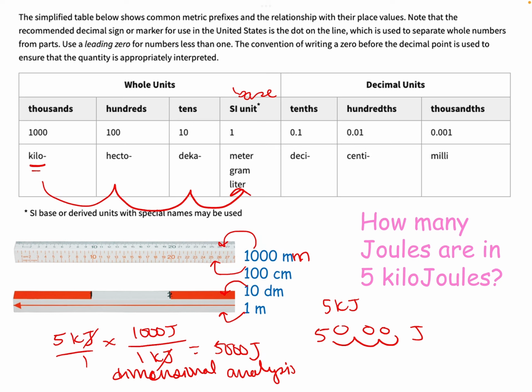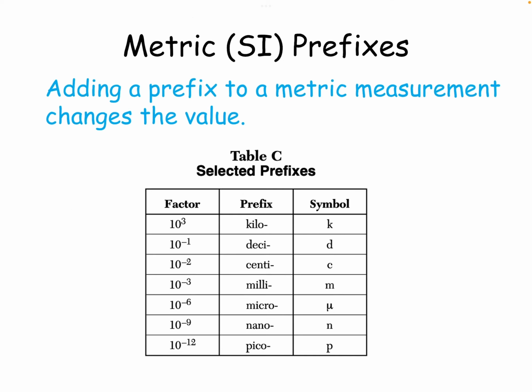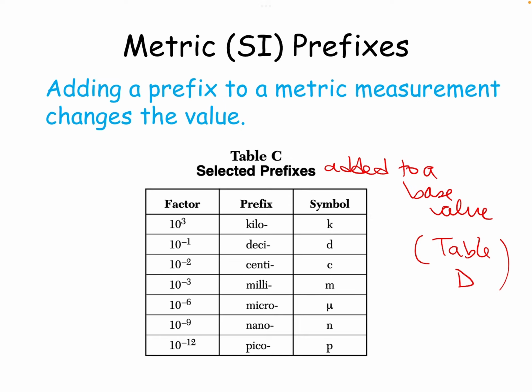But again, we have reference table C on the reference table, so you can just use that as many times as you need. Just remember, it's all added to a base value. And those base values are on reference table D, like joules and meters and Pascal and whatever else.